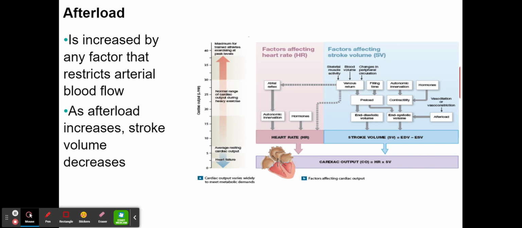Such a high afterload is rare in a normal heart. However, damage to the heart muscle can weaken the myocardium enough that even a modest rise in arterial blood pressure can reduce stroke volume to dangerously low levels, producing symptoms of heart failure. Damage to the semilunar valve that restricts blood flow will also increase afterload.